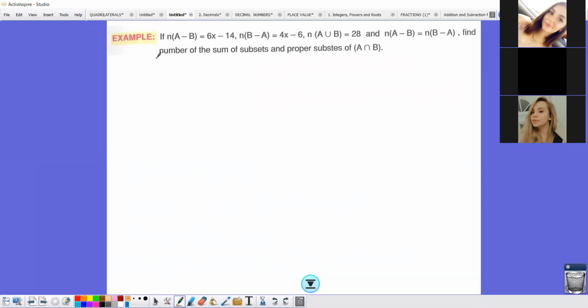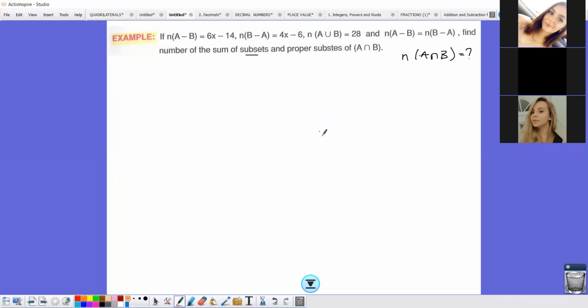Here, as you can see, the givens are the number of elements of A minus B, B minus A, and the union of A and B. It's given that the number of A minus B and the number of B minus A are the same. We need to find the sum of the number of subsets and proper subsets of A intersection B. So firstly, we need to find the number of elements of A intersection B. And then we'll find the subsets and the proper subsets of A intersection B.